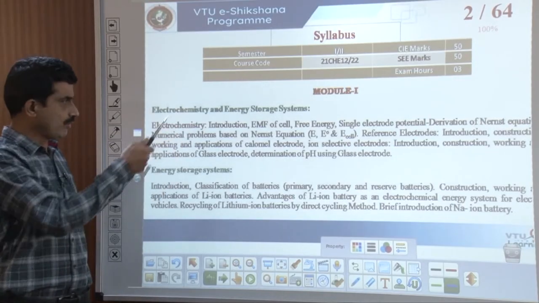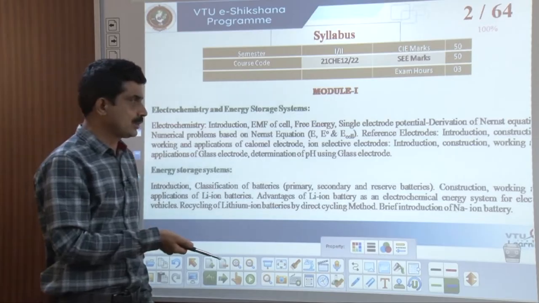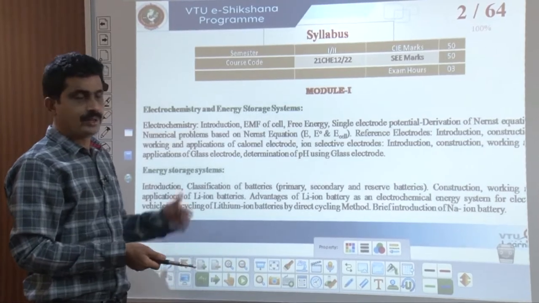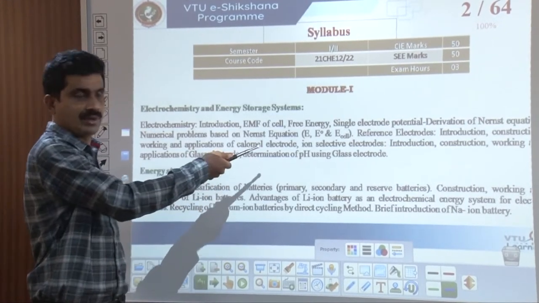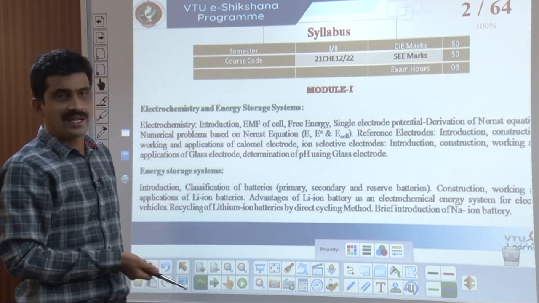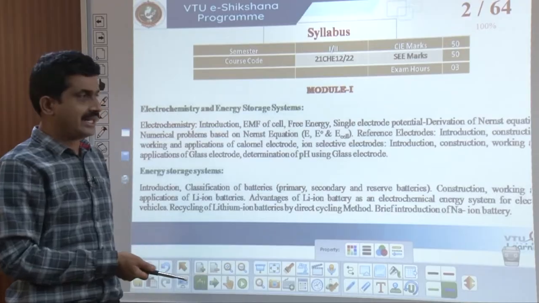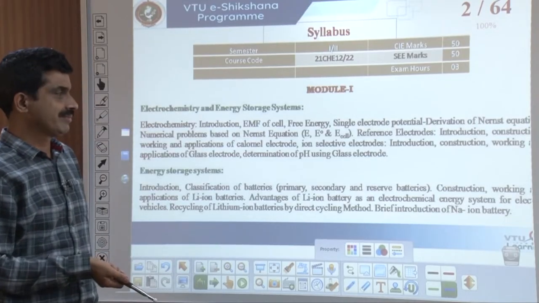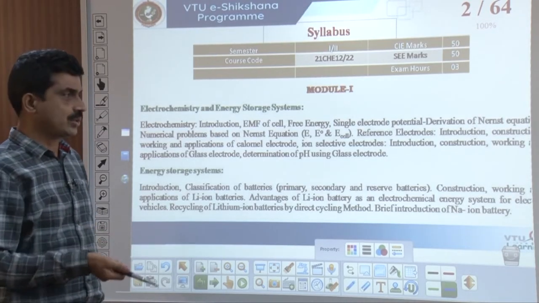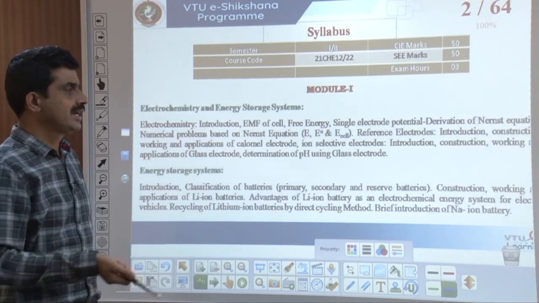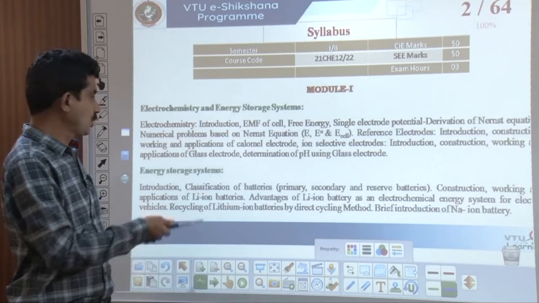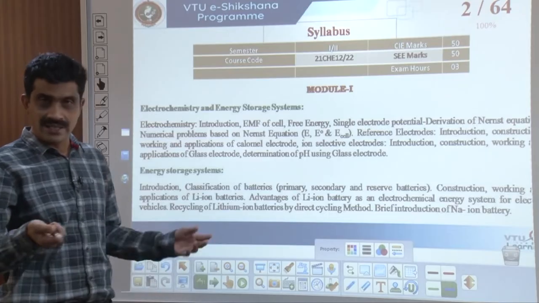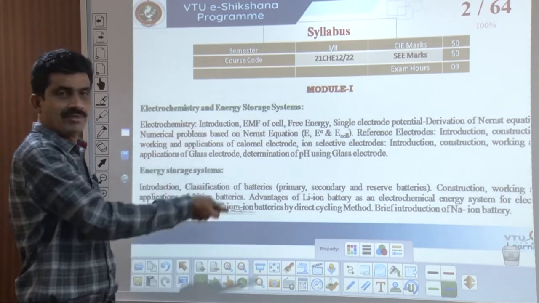There are 2 chapters in module 1, electrochemistry and energy storage systems, starting from the definition of EMF of a cell. I have already told what is the meaning of EMF of a cell, then the meaning of free energy, single electrode potential, derivation of Nernst equation for single electrode potential, then numerical problems on Nernst equation, then the meaning of reference electrodes, what is a reference electrode, what are the different types of reference electrodes, then how a secondary reference electrode, Calomel electrode is constructed, how it operates, what is the working principle involved, what are the advantages of Calomel electrode, all these we will be discussing.